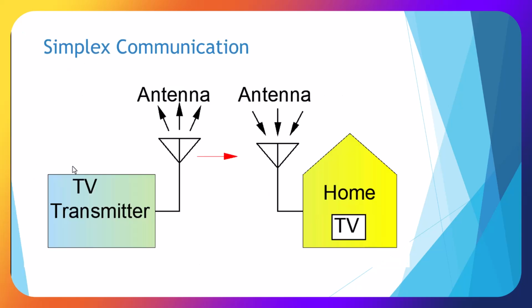Okay, we have a couple kinds of communication systems. This is simplex, where we have a one-way signal. This is an example of a TV transmitter going through an antenna, our home picking up the antenna and going to our TV. So simplex means one direction, very simple.